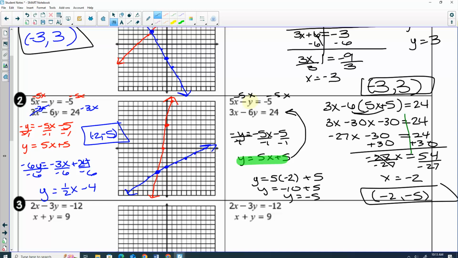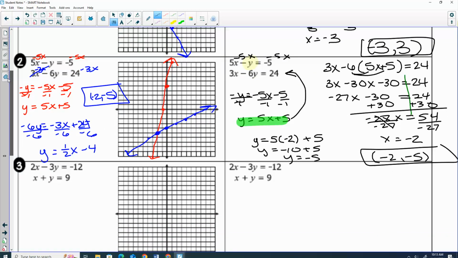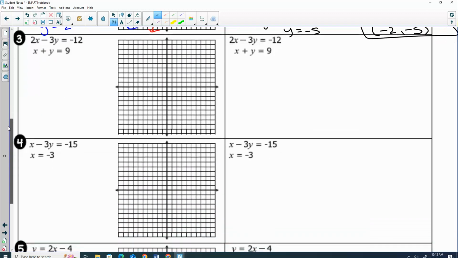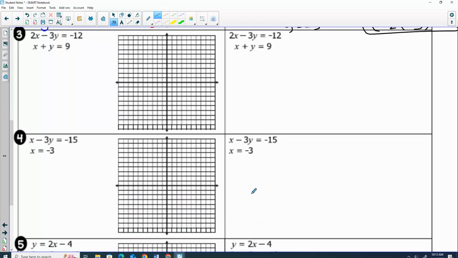Any questions there? I want you guys to finish the front page. Okay, so there's 3 more. I want you to do the graph and the substitution with. You should get the answer the same both times. If you don't, raise your hand and I'll help you find your mistake. Okay? So I want everybody to work for a little bit and try these, ask questions.